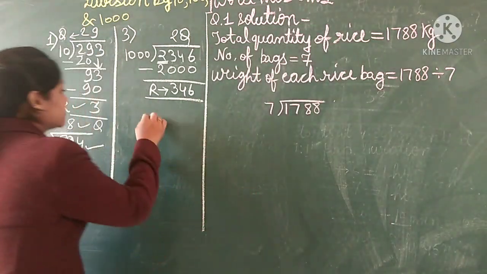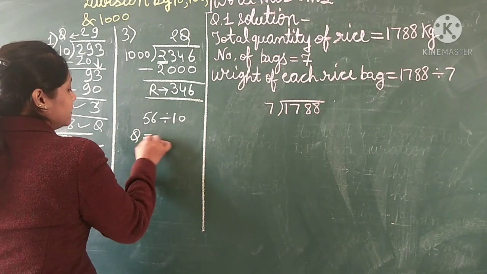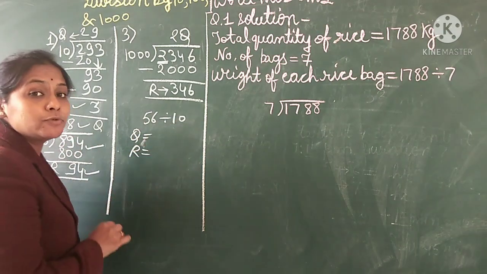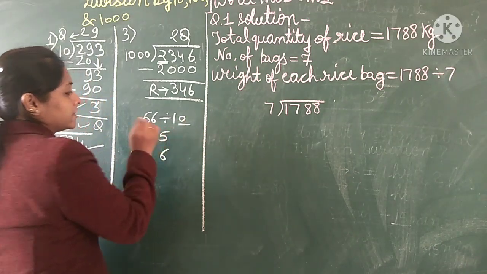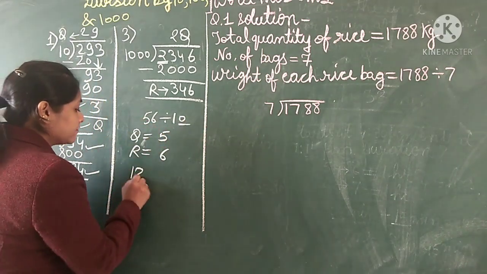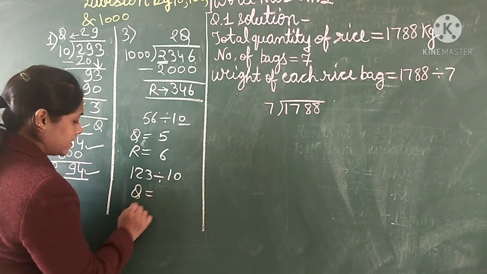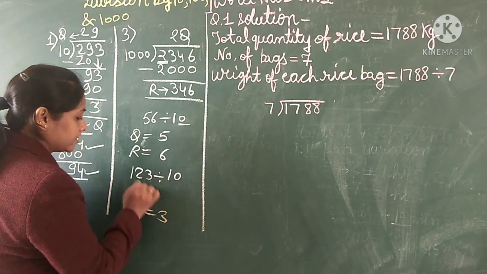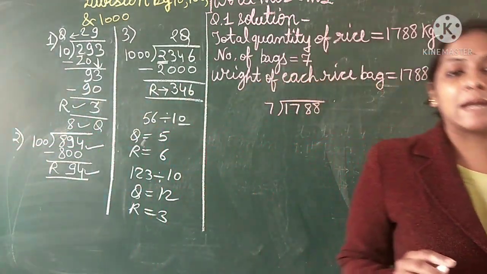For example, if I quickly ask you 56 divided by 10, what will be Q and R? So what will you say after looking at the 0? That 6 will be the remainder and 5 is the quotient. If I say 123 divided by 10, what will you say? Quotient and remainder. Remainder is 3 and quotient is 12. Like this we have to solve orally also. We have to do a lot of practice for that.